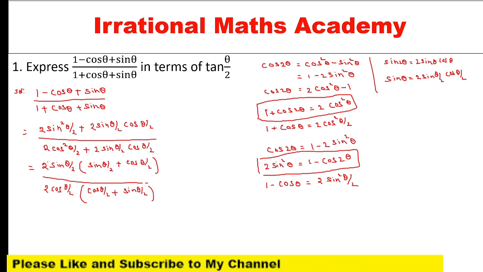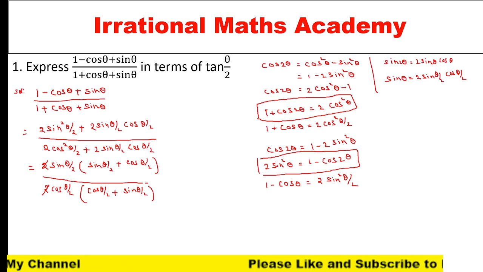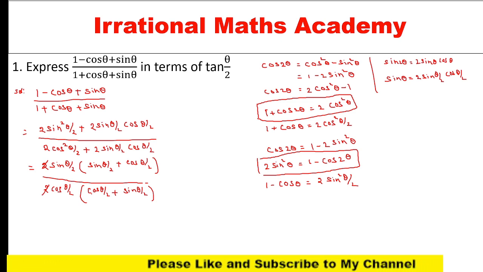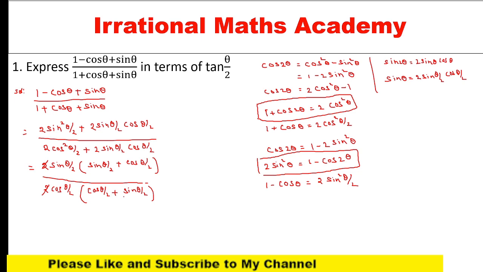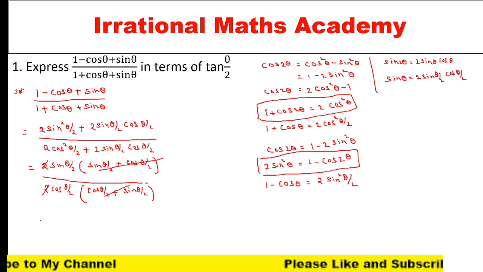So 2 and 2 get cancelled. Sin theta by 2 plus cos theta by 2, cos theta by 2 plus sin theta by 2. So this also gets cancelled. So I'll be left with what?